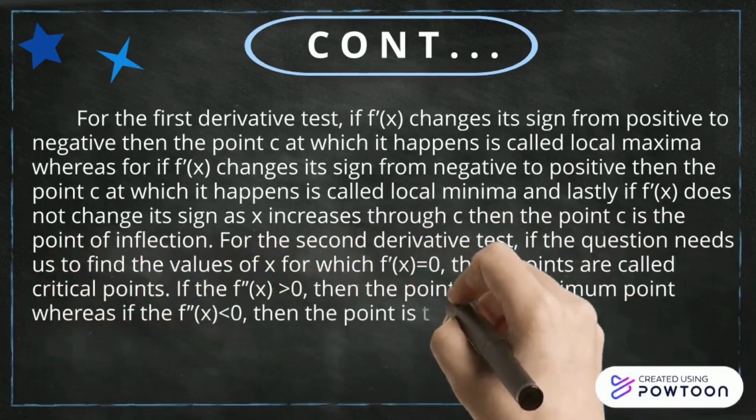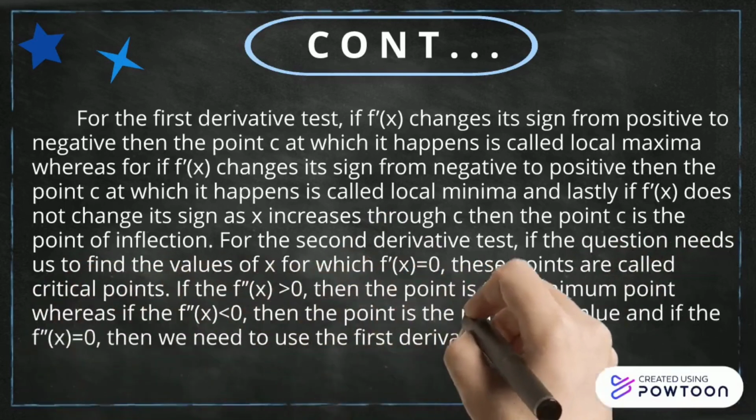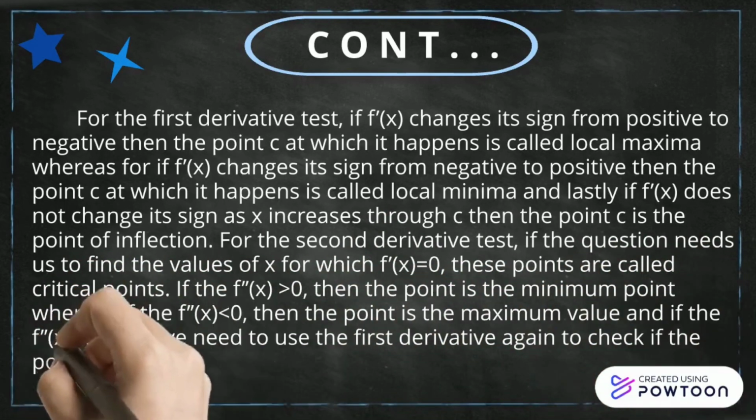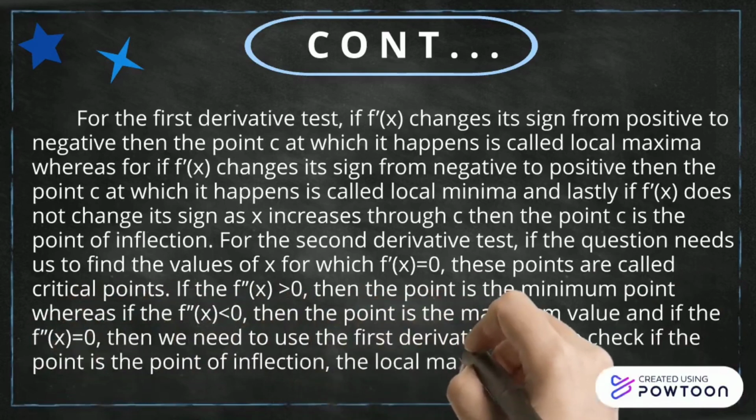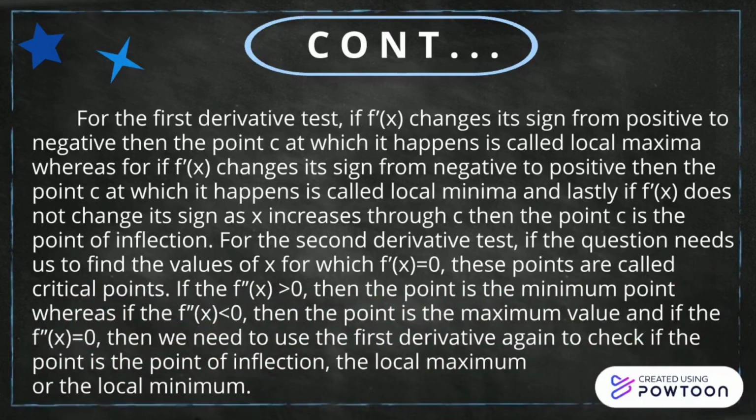For the second derivative test, if the question needs us to find the values of x for which f'(x) is equal to 0, these points are called critical points. If f''(x) is more than 0, then the point is a minimum point, whereas if f''(x) is less than 0, then the point is a maximum point. And if f''(x) is equal to 0, then we need to use the first derivative again to check if the point is a point of inflection, a local maximum, or a local minimum.